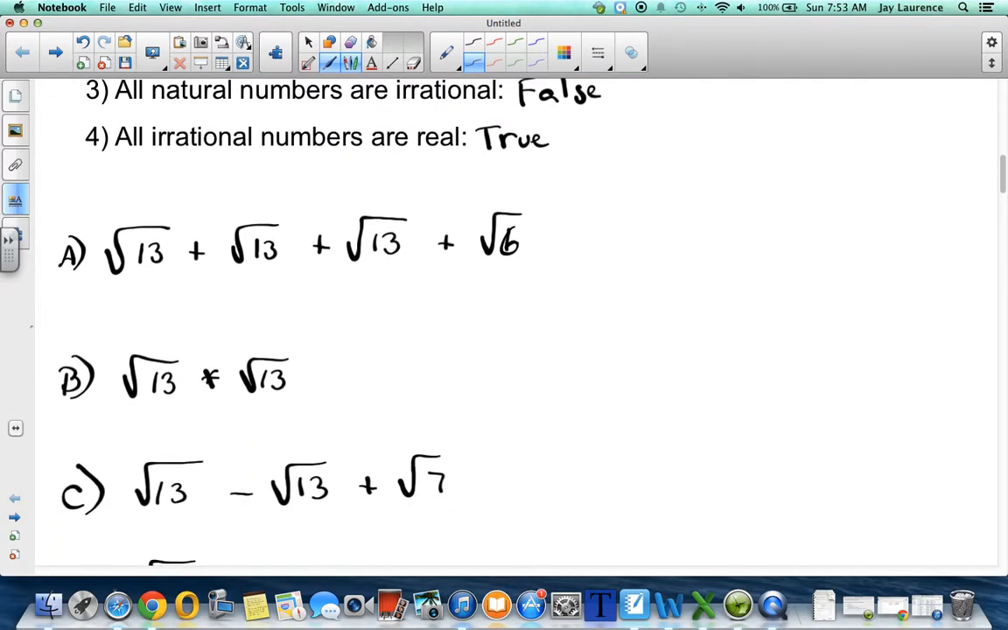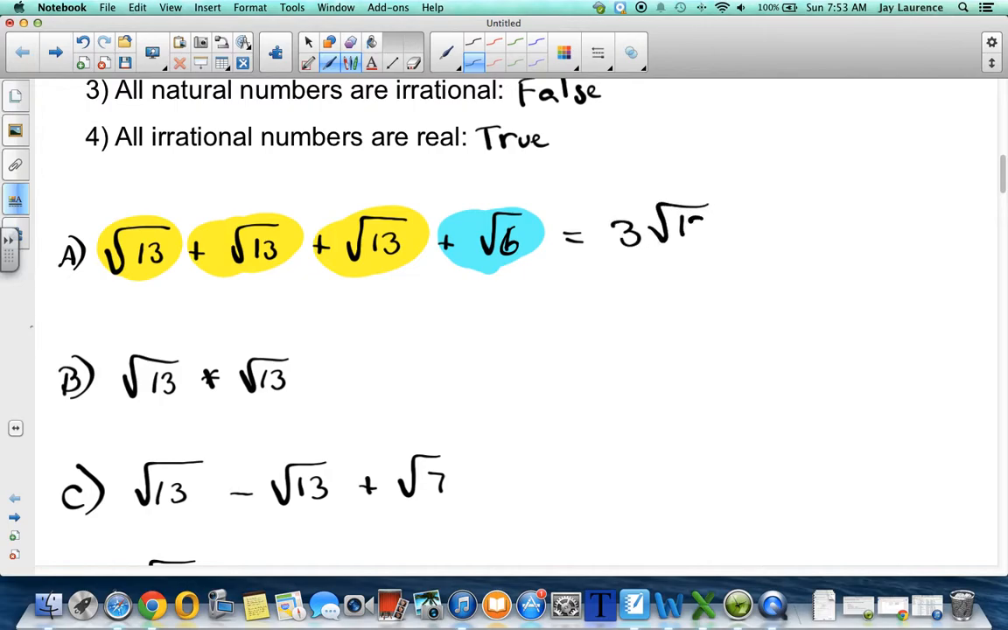Okay. Now we're going to do some operations with irrational numbers. And here I have the square root of 13 plus the square root of 13 plus the square root of 13. Hey, how many square root of 13s do I have? Well, let's see. I've got 1, 2, 3. What does it look like I'm doing from class? Oh, it looks like I'm combining like terms, and that I am. I have 3 square roots of 13.